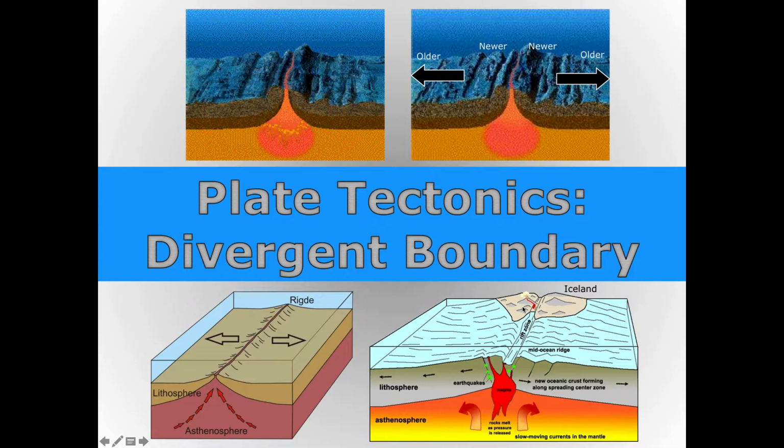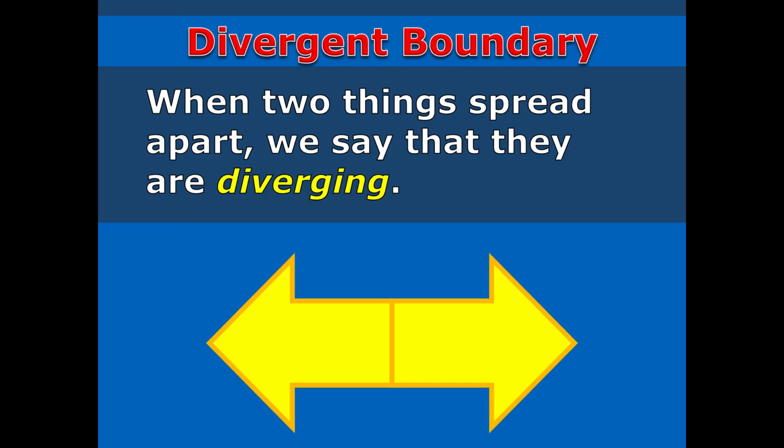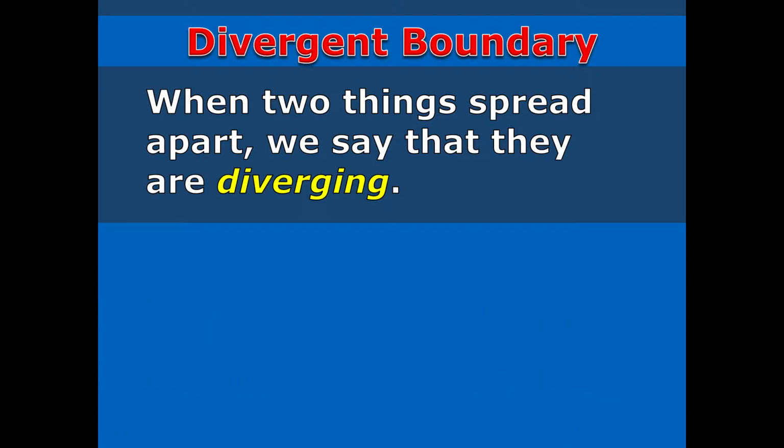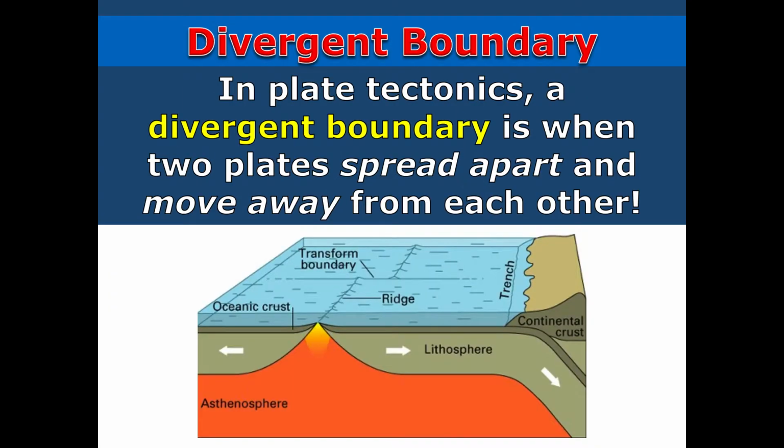So we're going to go through this and talk about some of these key vocabulary words and concepts for a divergent boundary. Again, moving apart, divorcing, I guess, going their separate ways, diverging. Just make sure you understand that diverging means to move apart. So in plate tectonics, a divergent boundary is when two plates spread apart and move away from each other, creating the underwater geological feature, mid-ocean ridge, that you can see right here.